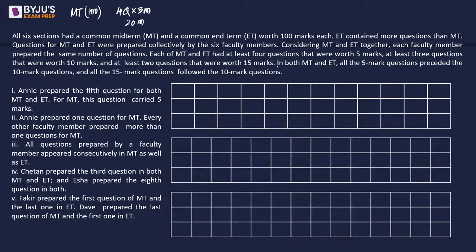उसके बाद 3 क्वेश्चंस दैट वर वर्थ 10 मार्क्स, 3 क्वेश्चंस 10 मार्क्स, तो 30 मार्क्स इधर हो जाएंगे, राइट। वी आर टॉकिंग अबाउट बोथ एमटी एंड ईटी क्योंकि दोनों ही 100 मार्क्स के थे, राइट। ओके, एंड देन at least 2 questions that were worth 15 marks. So 2 questions 15 marks, so ये 30 marks के. So if we add all of this, we are going to get 80 marks.